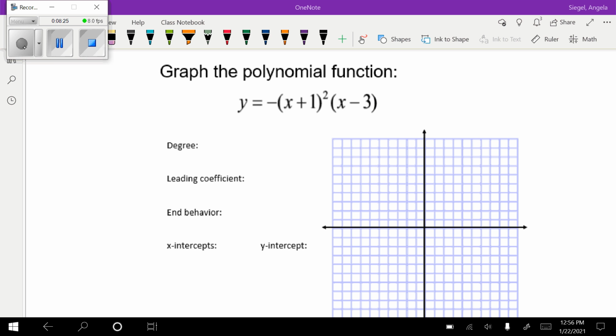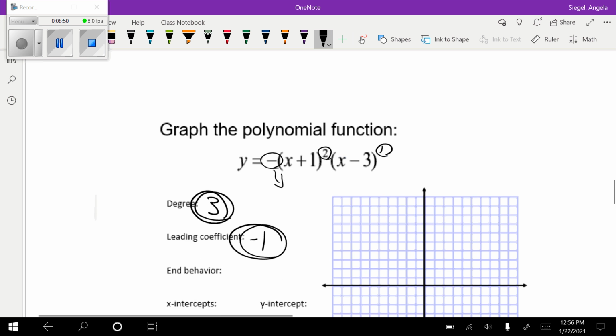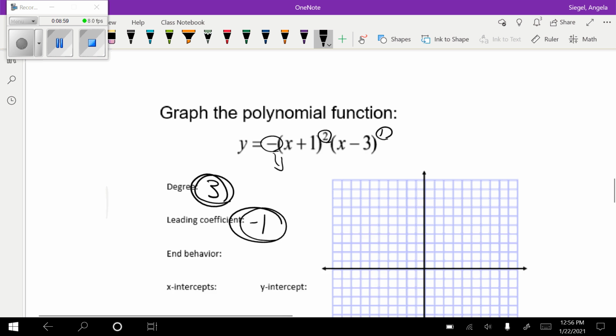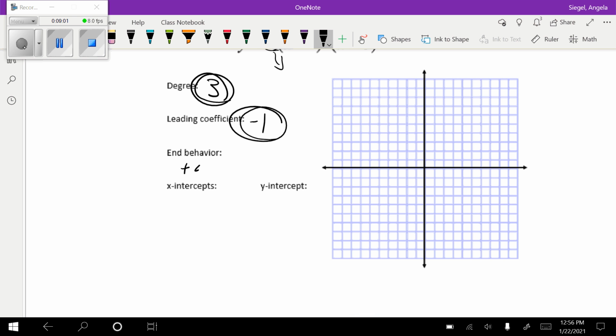So the first thing I want to point out is that this is a negative, and my degree is going to be 3 because I have a 2 here and I have a 1 here. So we haven't really talked about that yet. So my degree is going to be 3. My leading coefficient, because it's a negative, it's not a number, so we're going to call that -1. So if I have an odd degree and a leading coefficient as negative, it is right here. We're going to do that one. So our end behavior is going to be positive infinity to negative infinity.